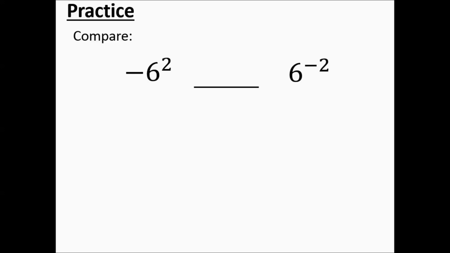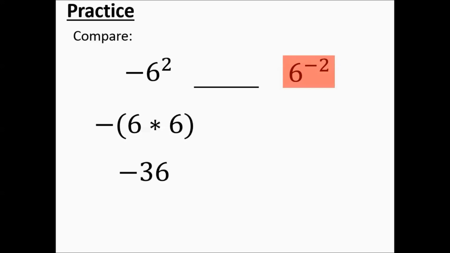Now we're going to compare some of these. We have negative 6 to the 2nd compared to 6 to the negative 2nd. We're going to see if it's greater than, less than, or equal to. So we'll take care of this one first. We're going to rewrite that out. We're going to think of it as negative 6 times 6. Negative the quantity of 6 times 6. That works out to negative 36.